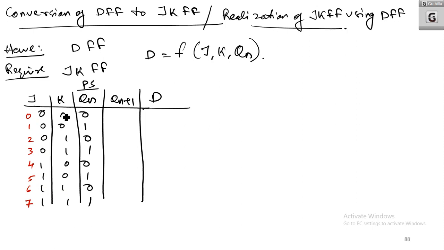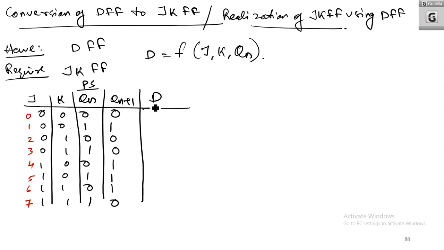Now coming back, if J and K are 0, 0, present state will be equal to next state. So 0 stays 0, and 1 stays 1. 0, 1 means it is reset. So 0 will be reset to 0, 1 will be reset to 0. 1, 0 means it is set. So 0 will be set to 1, 1 will be set to 1. 1, 1 means if J and K both are equal to 1, it is toggle. So 0 is converted to 1 and 1 is converted to 0.